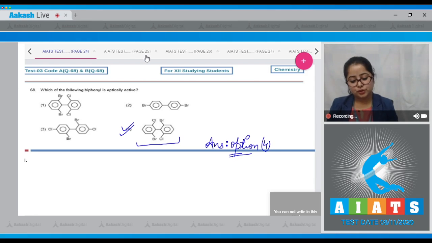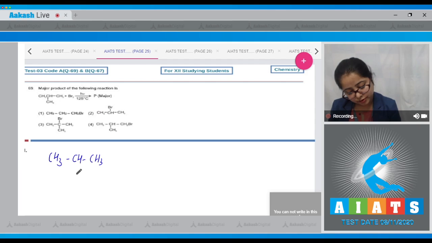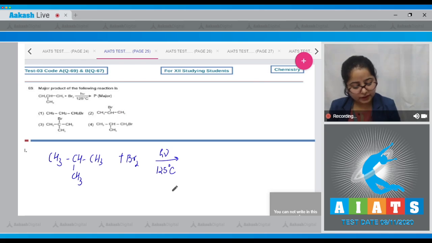Moving to next question, students, which is question number 69. The major product of the following reaction is. Students, in this question we are given a reaction and we have to identify the major product. So students, let's start the reaction. CH3, CH, CH3, CH3. Here I'm adding Br2 in the presence of light, 125 degrees Celsius.